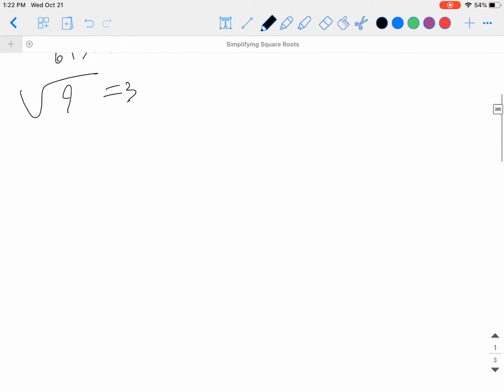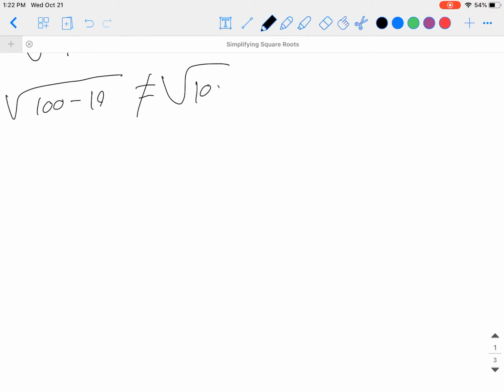So if we take a subtraction example real quick, if we do 100 minus 19, again, we could not take the square root of 100 minus the square root of 19. We would first have to calculate the difference of 100 minus 19, which is 81, and then take the square root of 81 to get 9.